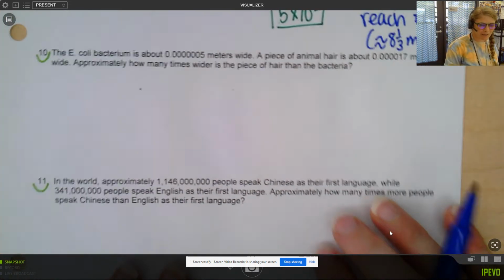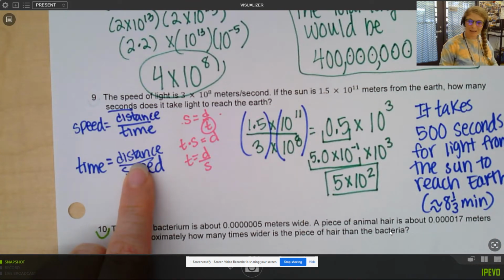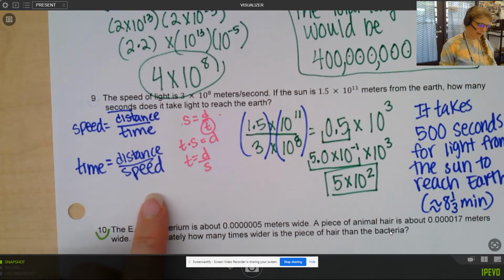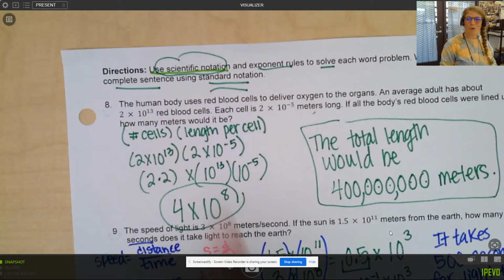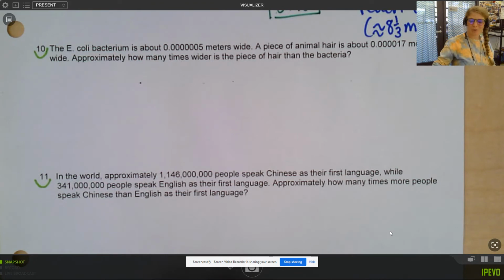Okay, so I would like you to finish 10 and 11. Remember, sometimes making a problem-solving plan of what numbers are going to be interacting can be really helpful for you. Go ahead, pause the video, finish 10 and 11, and we'll go over those in just a second.